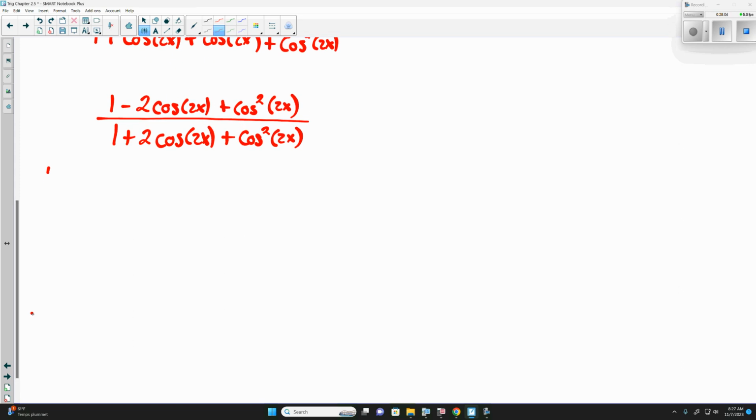Questions on this here? Now it'd be very nice if we could just cross out the cosine squared of 2x on top and bottom and be done, but that isn't how this works, unfortunately. Because as we saw in the last one, cosine squared of theta is equal to 1 plus cosine of 2 theta over 2, or in our case, x.